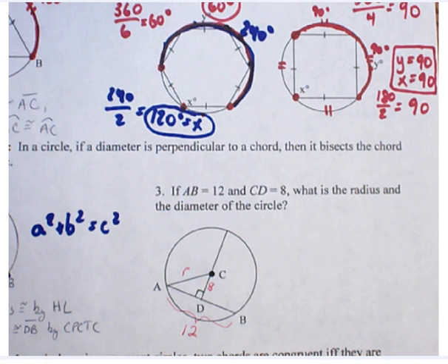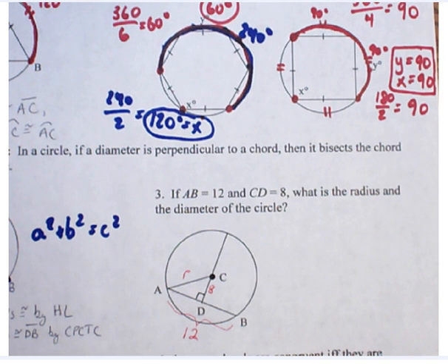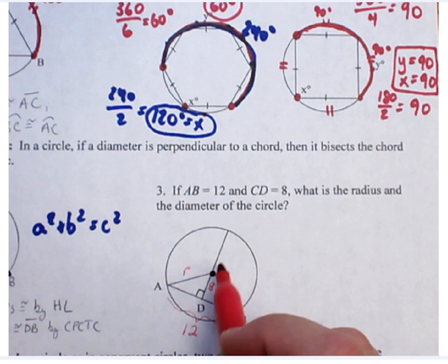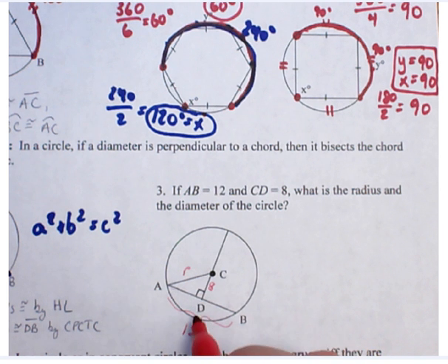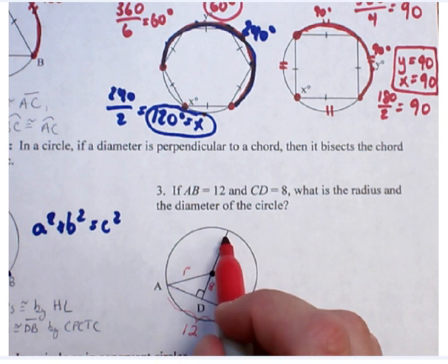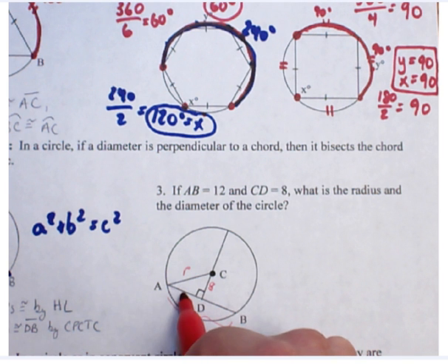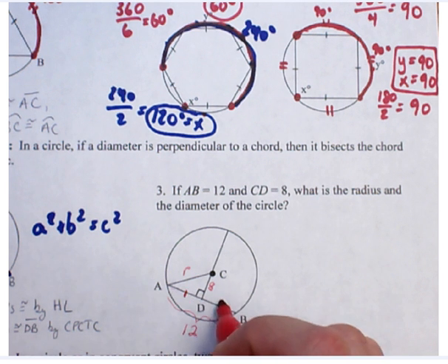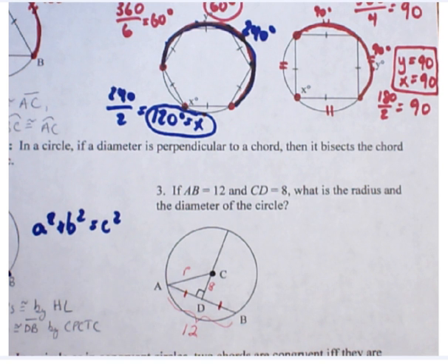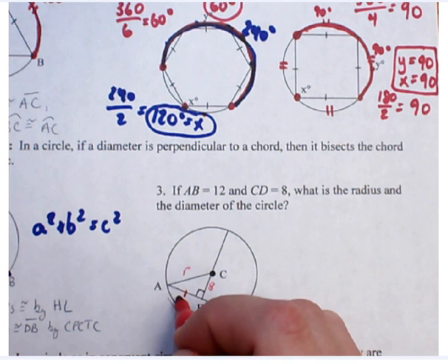Now, the problem is we'd like to use the Pythagorean theorem, but we don't know the length of AD. Not yet. However, C is part of a diameter. If you were to extend this segment, you'd have a diameter. It is perpendicular to the chord because you have a 90-degree angle. We know that if a diameter is perpendicular to a chord, it bisects the chord. So this and this have to be the same. If the whole thing, AB, is 12, then this length here is 6.